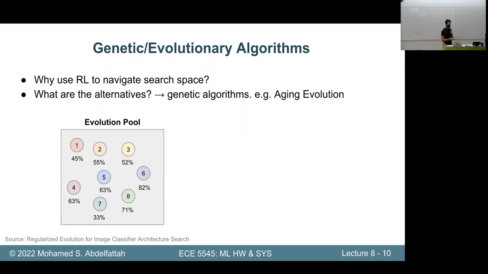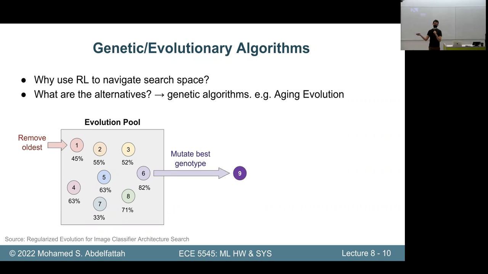So what we do here is, we initialize something called an evolution pool with a bunch of neural networks. In this case, we have 8, right? And we initialize that typically randomly. And each one has an associated accuracy with it. What happens in aging evolution is that we take the best model and we mutate it. So we do some change to it and come up with a new model. And then we take the oldest model in the evolution pool and we remove it. So that's why it's called aging evolution.